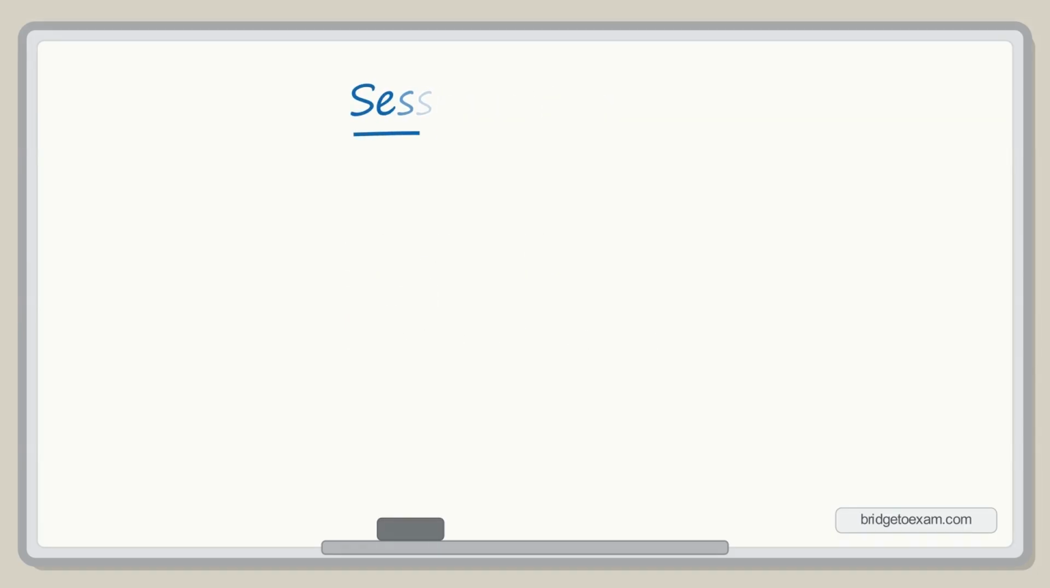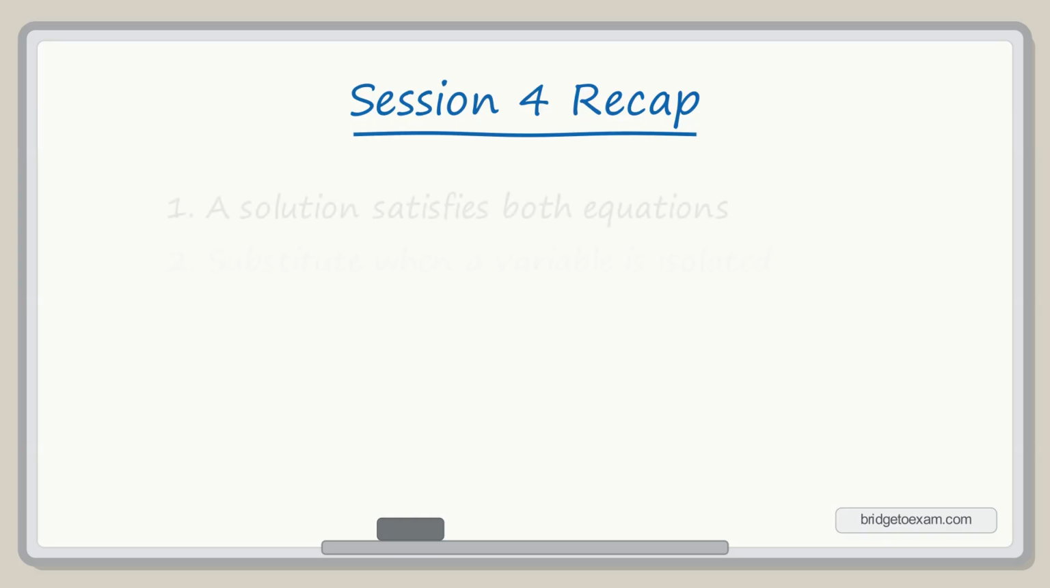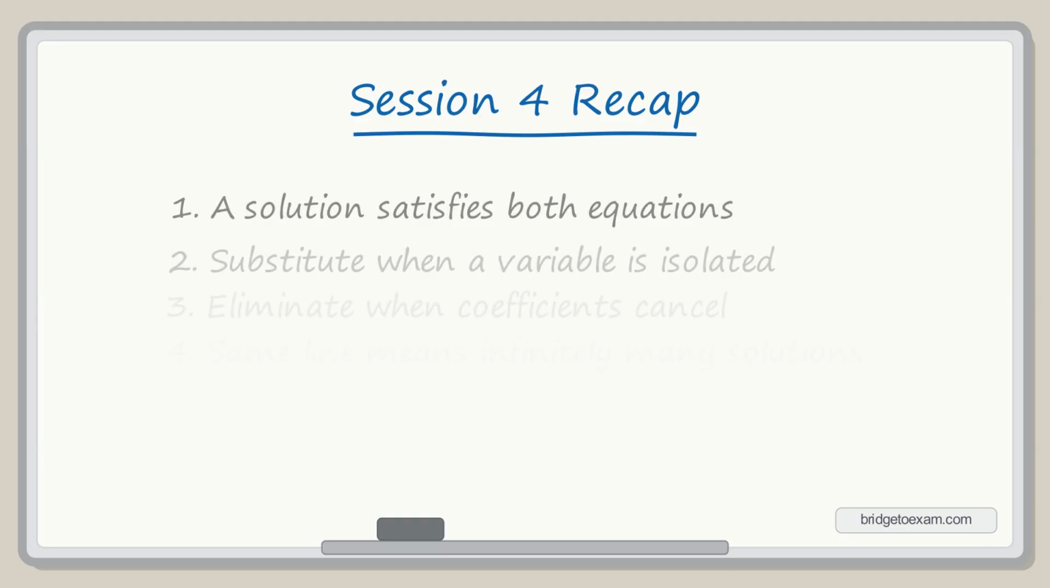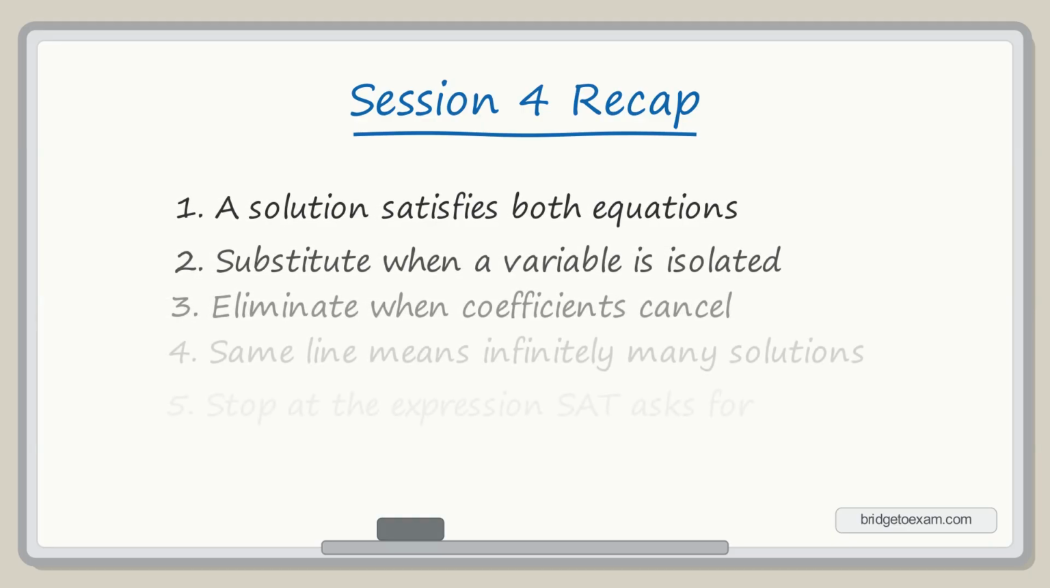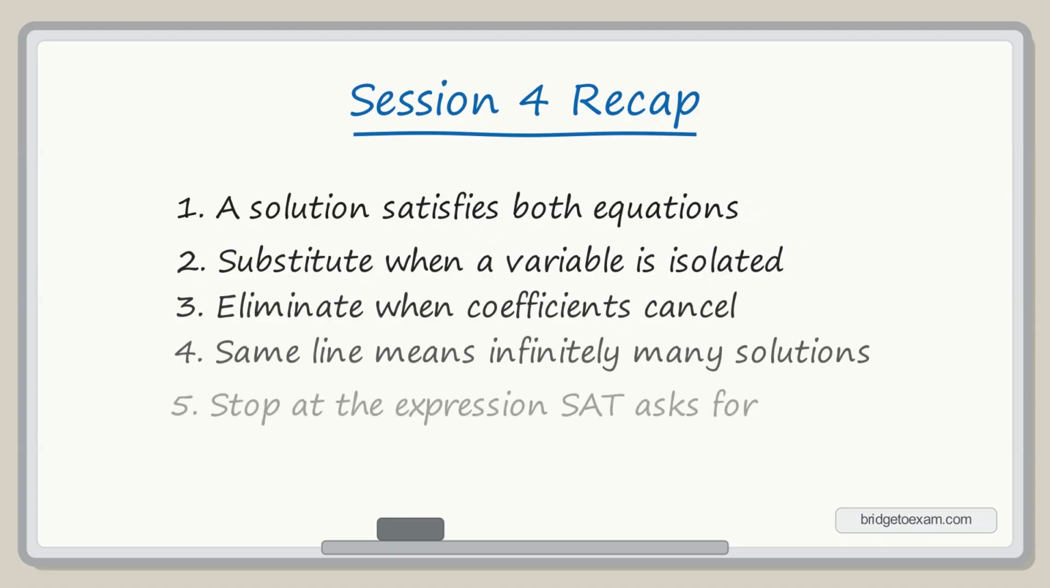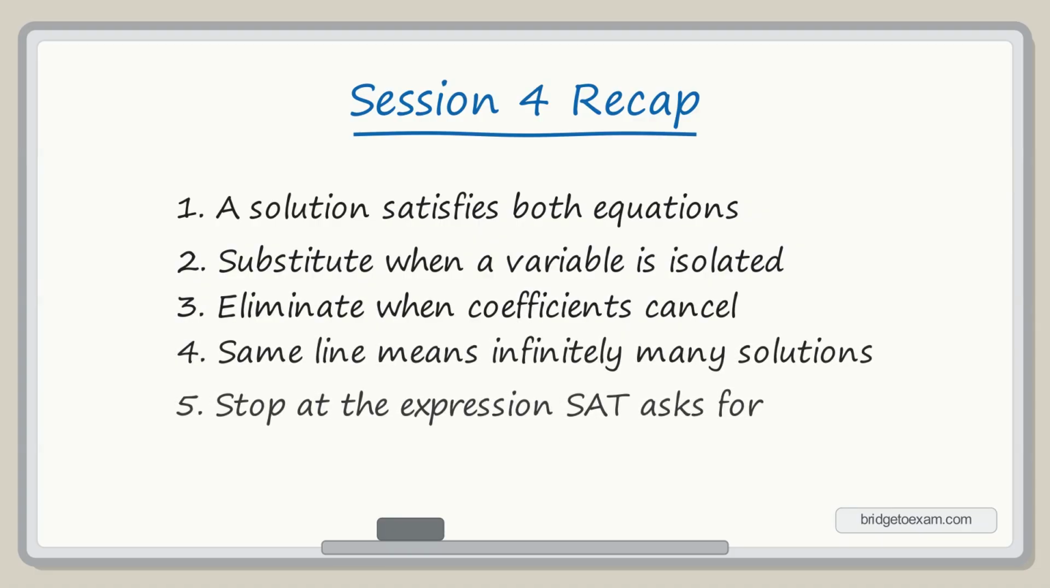Session 4 recap. A system solution must satisfy both equations. Use substitution when a variable is isolated. Use elimination when coefficients cancel. Classify special cases carefully, and stop when you have the exact expression the SAT asks for. Next, we move to linear inequalities.